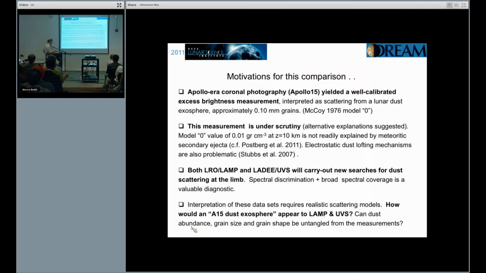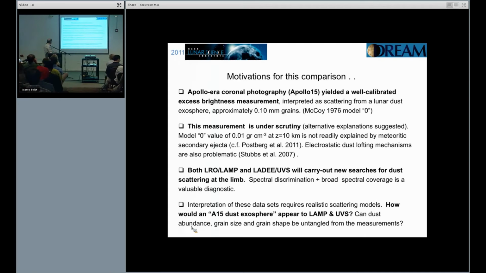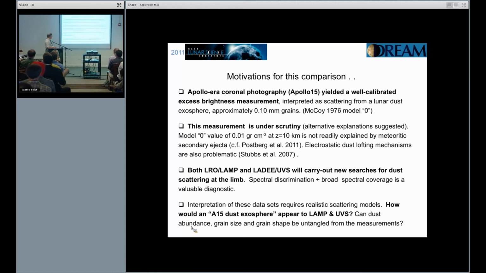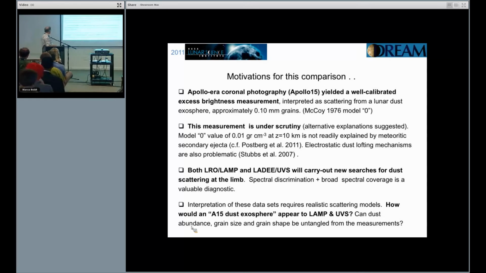Others will cover this. The measurement is under scrutiny. It's a lot higher than you can explain by meteoritic ejecta or by electrostatic lofting mechanisms. I won't spend any more time on that. The real crux of this study is that both LAMP and UVIS are now going to carry out new searches. After some 35 years, you're going to have very sensitive spectrometers looking at the limb under full sun and presumably from within shadow, and create a whole sensitive new data set.